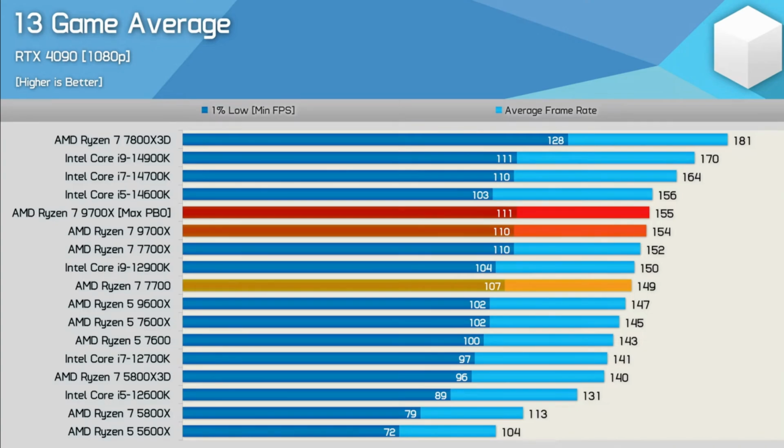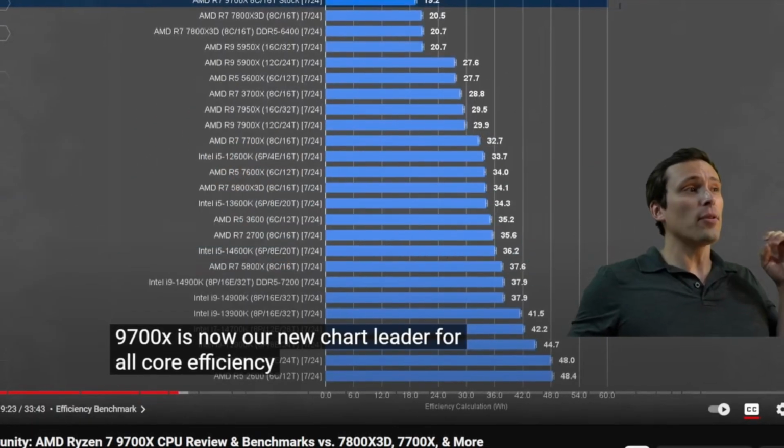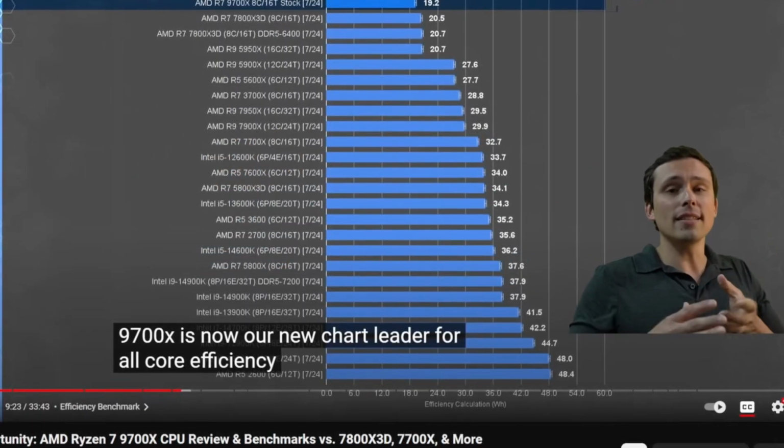And the other thing too is Daniel Owen pointed this out. The 9700X is kind of just a 9700. It's not even a 9700X. They're comparing and contrasting the wrong parts. The problem is that nowhere on this chart is the 7700.